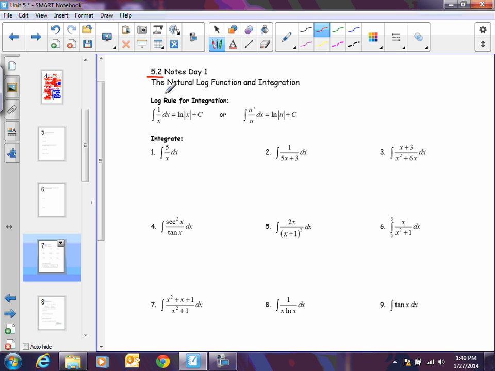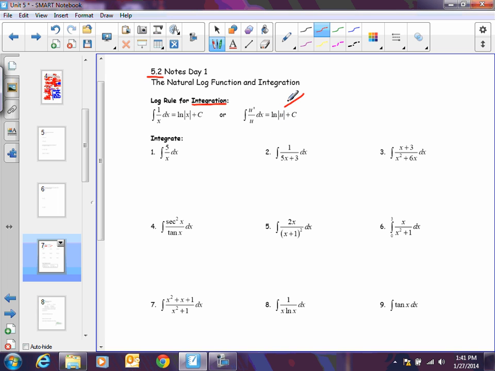5.1 was all about the derivative of the natural log. Okay? So if you remember, if we take the derivative of natural log, what do we get? 1 over x. And in general, it's the derivative of the log argument over the argument. So what we're doing now is we're integrating. It's not that we're integrating natural log. It's that we're integrating 1 over x to get natural log. We're integrating a derivative over something else to get natural log. Okay?